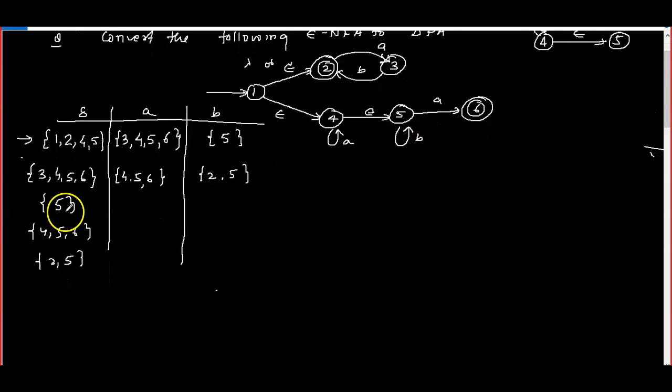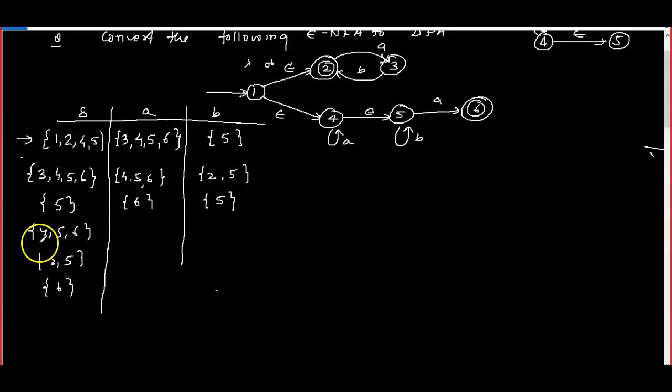Any new state? Now 5 to a. 5 to a is 6. And 5 to b is 5 itself. So 6 is the new state. I should write it here. 5 is not the new state because 5 we have already written.